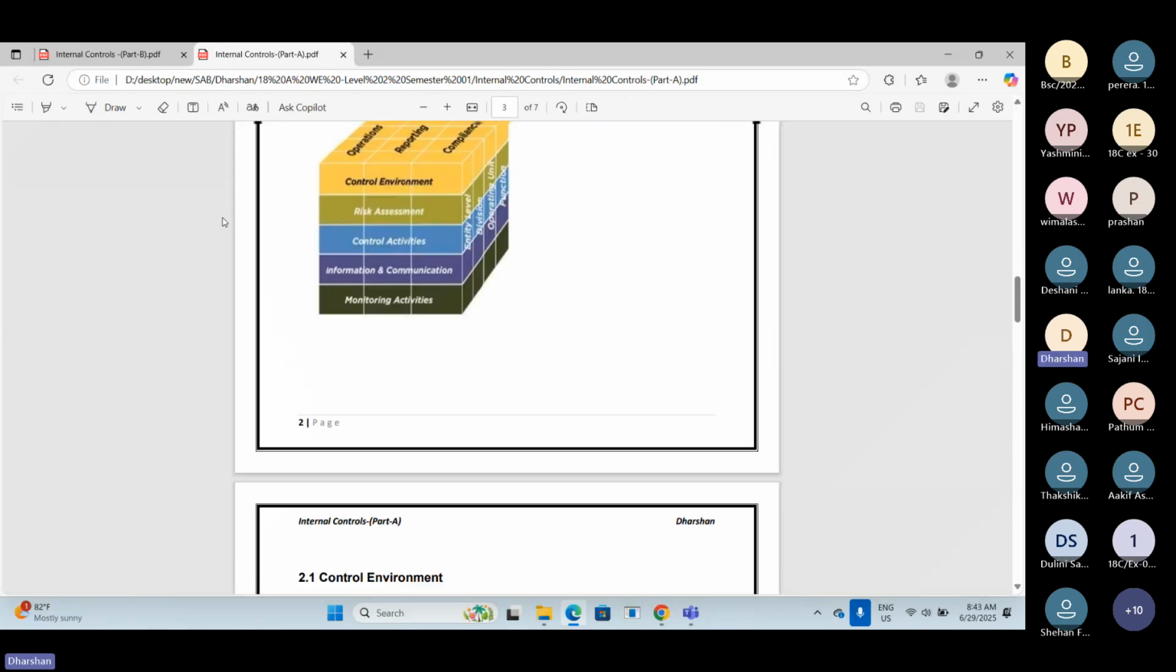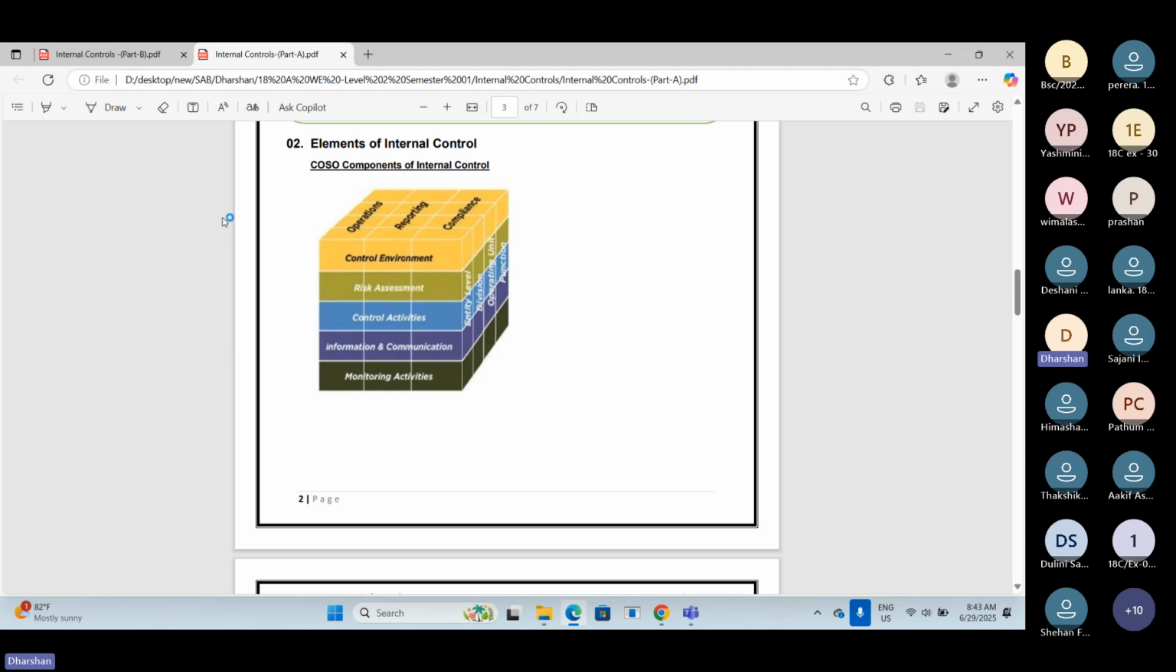And the most important thing, we have discussed the elements of internal controls. We have five elements: control environment, risk assessment, control activities, information and communication, and monitoring. Last class, we started to discuss the elements of internal control, and we have covered around five topics. We have been discussing control activity, control procedures. The rest of the topics we will discuss and complete today.